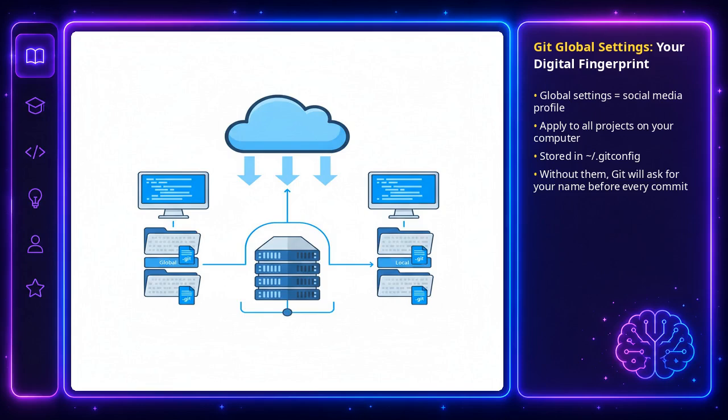Global settings in Git are like your social media profile settings. They apply to all your projects and save you from entering the same information repeatedly. Without them, you'll constantly be prompted to provide your name and email for every new commit. It's as if you had to re-enter your username and password every time you opened an app.